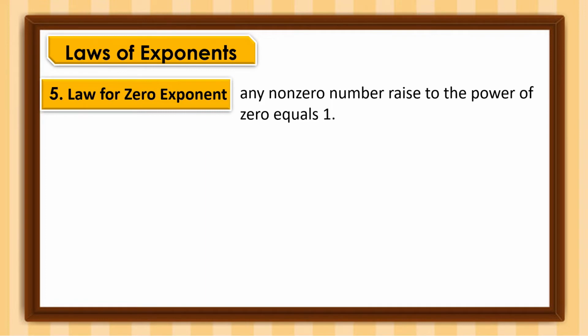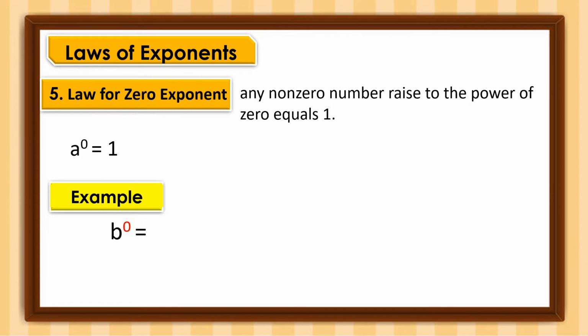The next law is the law for zero exponent. It tells us that any non-zero number raised to the power of 0 is always equal to 1. Example, a raised to 0 is equal to 1. But take note that a must not be equal to 0.